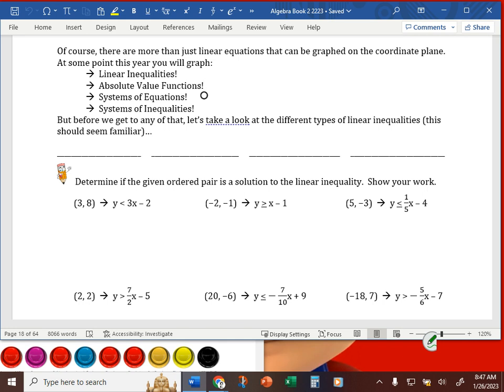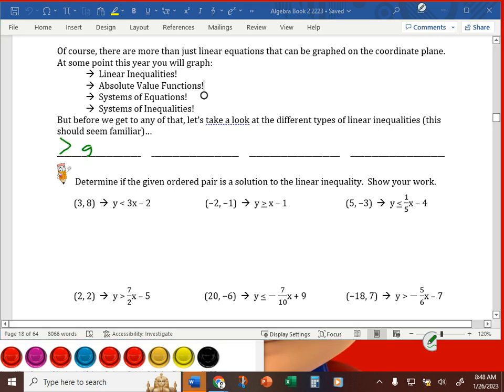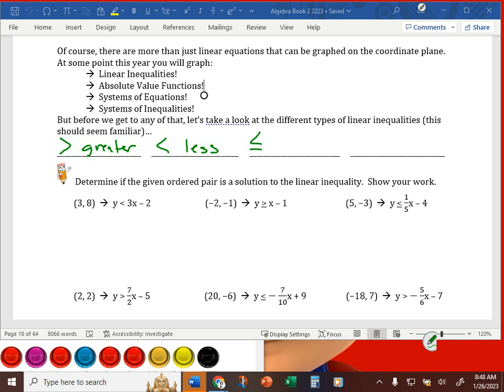These should be rolling off the tongue. Give me one of them. Nathan? Greater than, also known as more than, that's totally fine. Chase? Less than. Paul? Less than or equal to. And finally? Greater than or equal to.